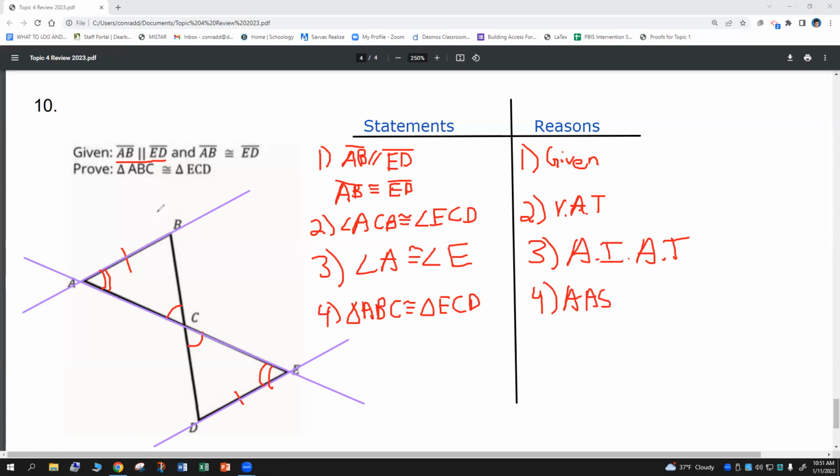For alternate interior, again, if you would have picked segment BD as your transversal, then you could have said that angle B is congruent to angle D. And then that still would have been angle, angle, side. Okay, or you could have used alternate interior angle theorem twice and then used the angle, side, angle. That would have been fine. So again, many different ways to do some of these proofs.